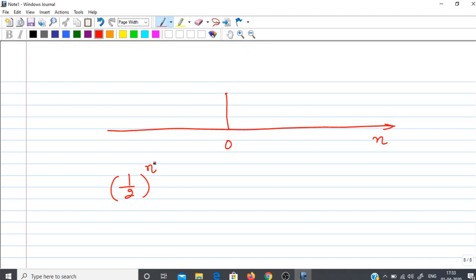If I put n equals 1, what value shall I get? I shall get 1/2. Then what value will I get at 2? I will get (1/2) squared, that is 1/4, and then (1/2) cubed, that is 1/8, and so on. This is in the positive side. So values are decaying in the positive side. It's an exponential sequence.